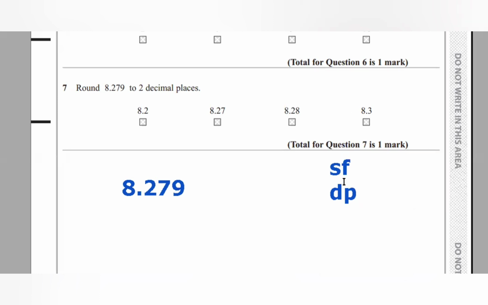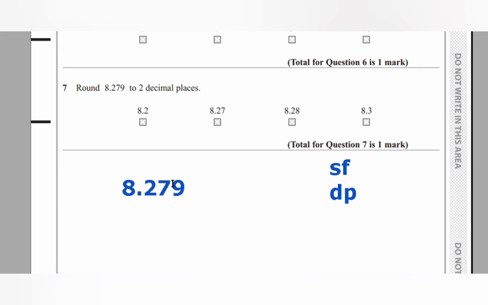Now, significant figures, as we said, you start counting from the first number if it's not a 0. But if it's a 0, you don't count it. So you never start counting from zeros for significant figures. You always count from other numbers which are not 0. Now, if you find a 0 in the middle, you count it. For decimal places, you start counting after the decimal point.